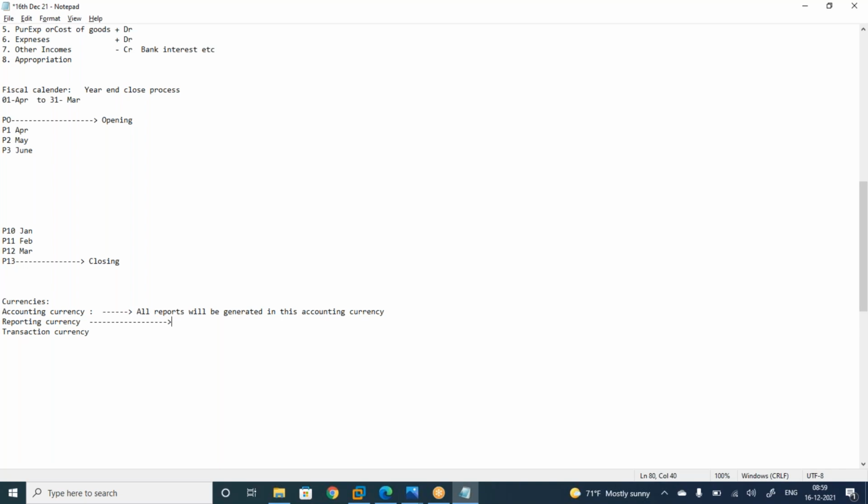Suppose I'm thinking whether I need to go for Singapore or Australia or Malaysia or some other country, Canada. Everywhere I want to publish my trial balance and my balance sheet, and showcase my turnover. If I'm showing it in INR, they will not understand. If I'm publishing in US dollars, then they will understand my business. So I can use US dollars as my reporting currency. Agree? So this is for specific reports only.